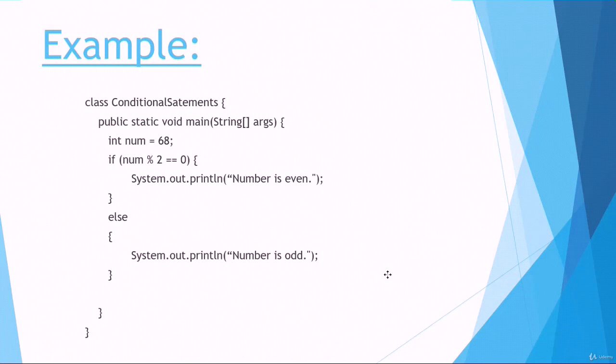For example, we have an integer num equal to 68. Now if num modulus 2, meaning when we divide 68 by 2 we get a remainder, and if that remainder is equal to 0, then we will print the number is even, else we will print the number is odd. So let's run our example on our NetBeans IDE.